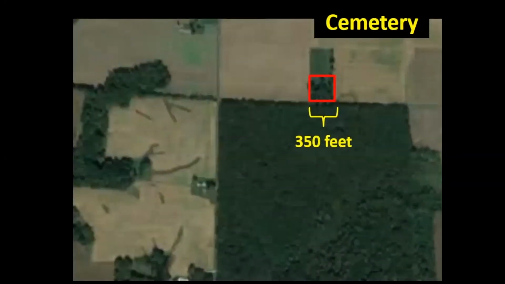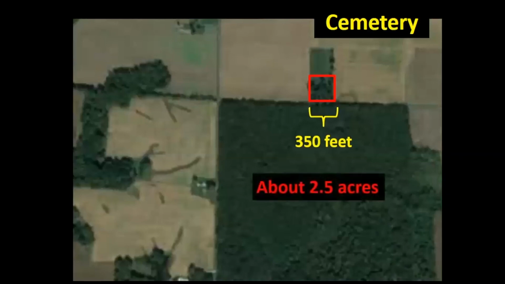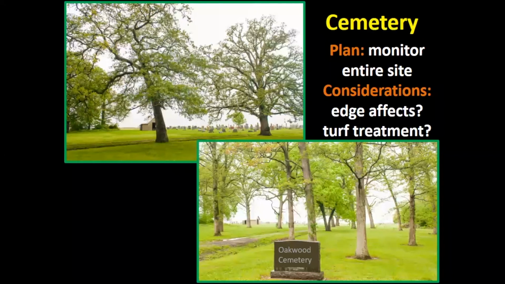The dimension of this is 350 feet by about 350 feet, or the wooded portion of this, about 2.5 acres. So if we were going to monitor the site, this is what it looks like on the ground, the view on the ground. The plan here would probably be to monitor the entire site, but some considerations. This is what we talked about. What should we be thinking about?